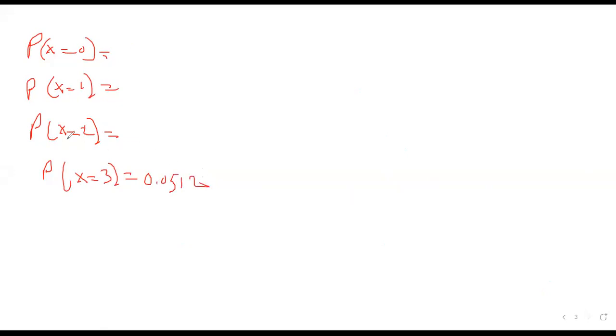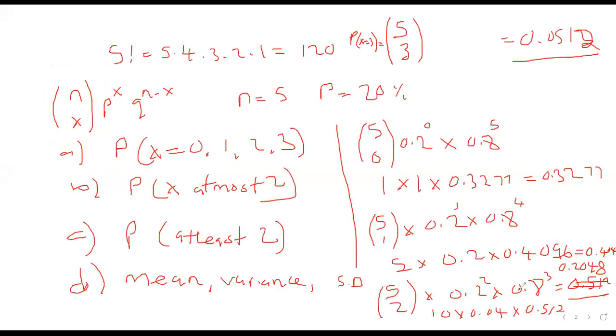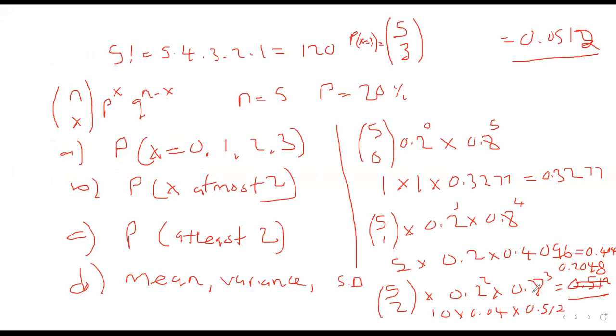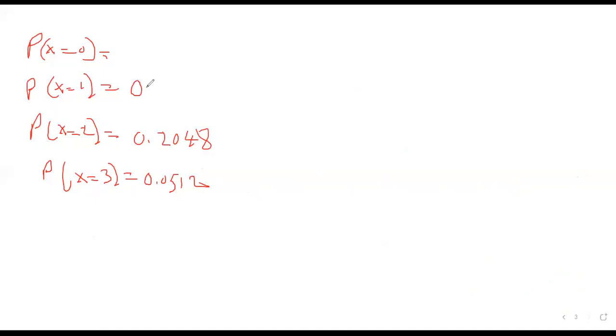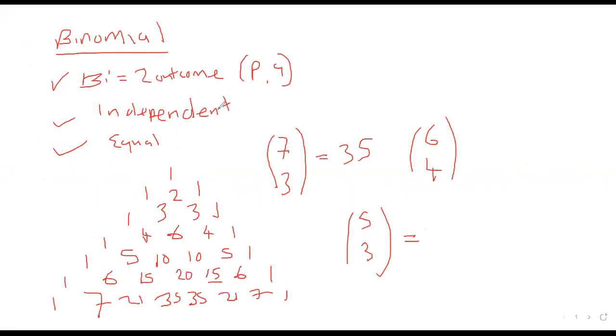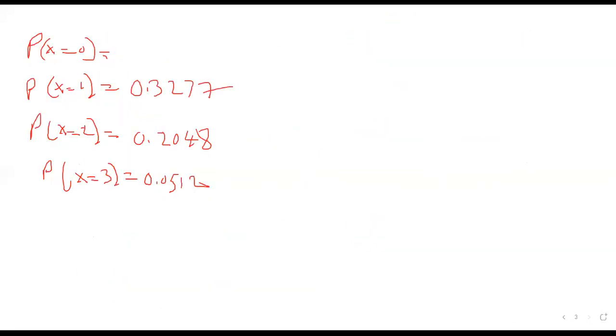About here, x is equal to 2, it was 0.2048. And here, 0.0768. Then the first one, x equal to 0, was what? That's the one that was 0.3277. Yes, 0.3277.